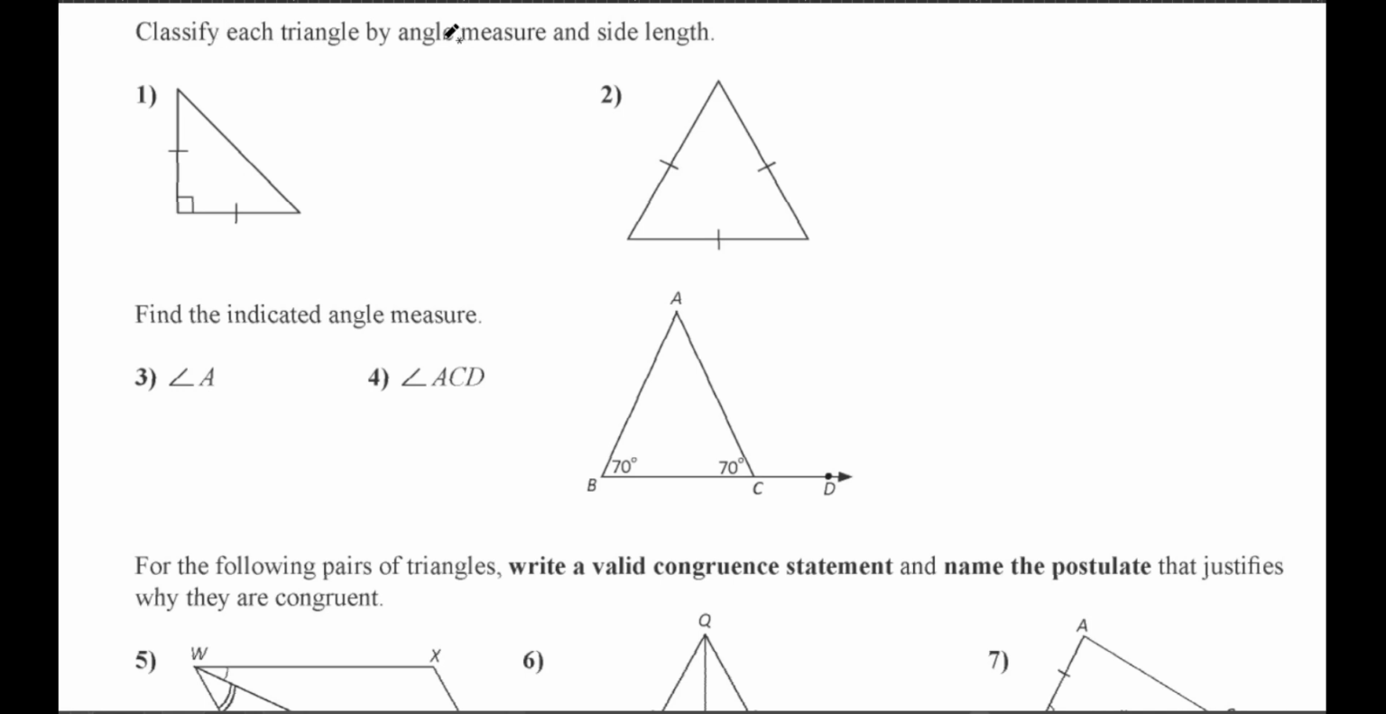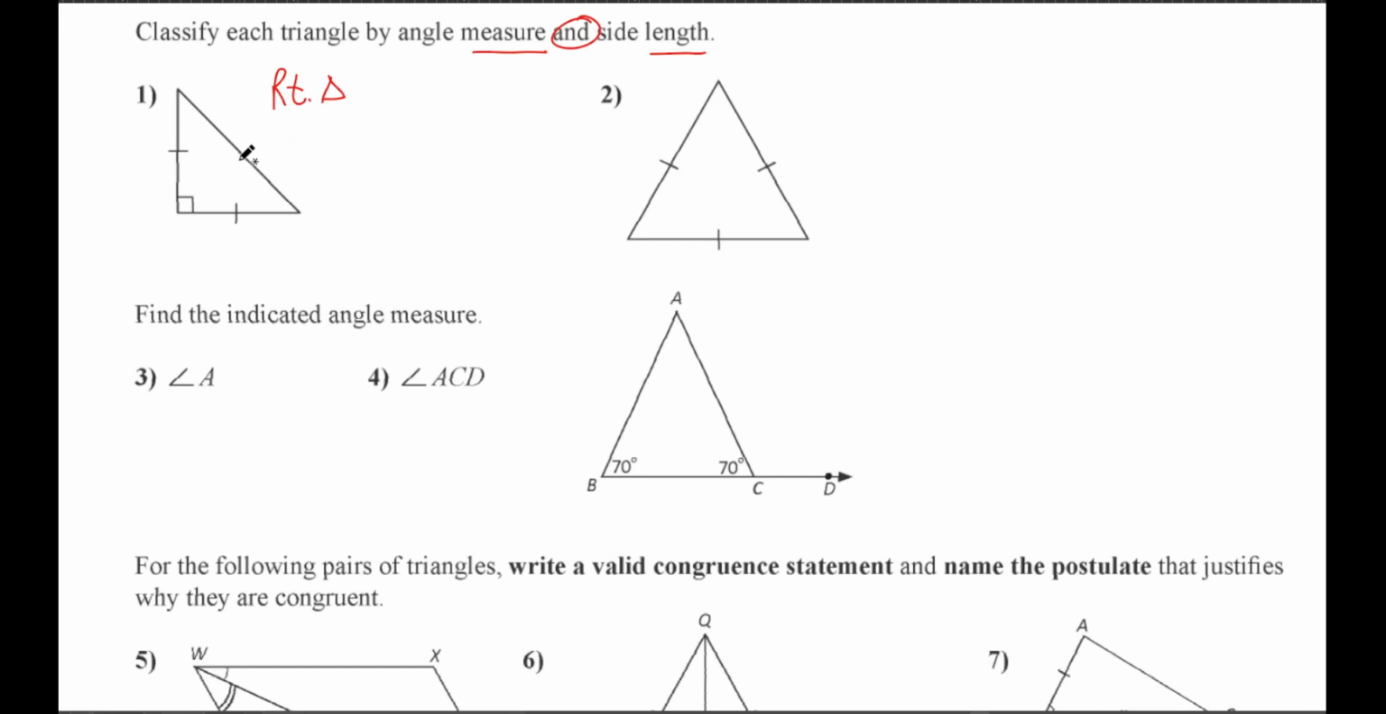It says classify each triangle by the angle measure and the side length. So how many answers are we going to have for both of these? Two. We're going to tell what kind of a triangle it is because of the angles. So what kind of angle does this triangle have? It's got a right angle. So what kind of a triangle is it? It's a right triangle. Easy enough, right?